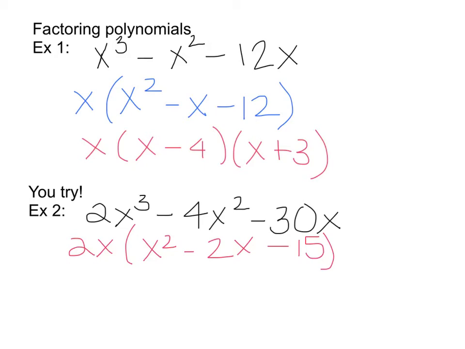Okay, so now we're going to check inside the parentheses. Are there numbers that multiply to negative 15 that add to negative 2? Yes, there are. It's going to be negative 5 and positive 3. And then all you're going to do is bring down the 2x out in front.